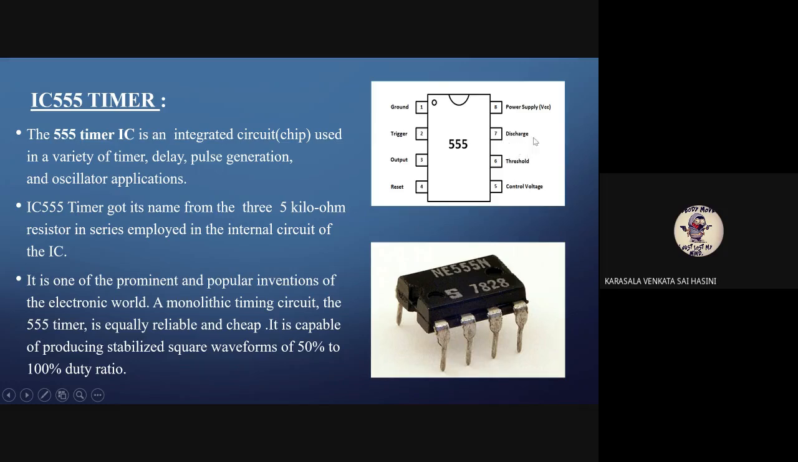Pin 7 is the discharge terminal. This pin is connected internally to the collector of a transistor, and mostly a capacitor is connected between this terminal and ground. Pin 8 is the supply terminal. A supply voltage of plus 5 volts to plus 18 volts is applied to this terminal with respect to ground. This is the IC555 timer which we'll use in the laboratory.